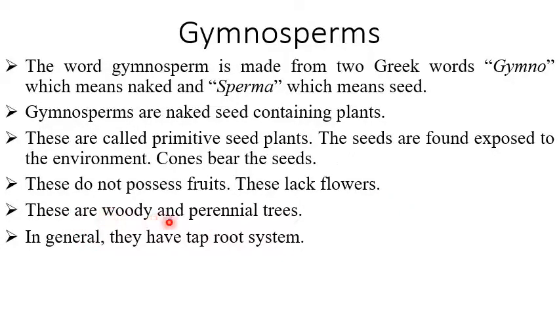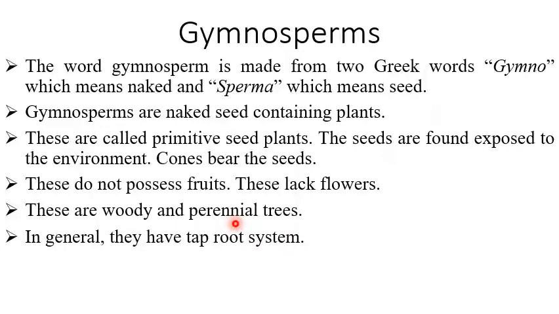Remember, this is a very important point. These are woody and perennial trees. Why are these woody? Because the shoot, the plant body, is woody in nature, and they are perennial, which means their life cycle is very prolonged, a very long time span.